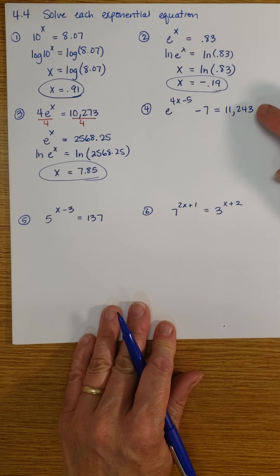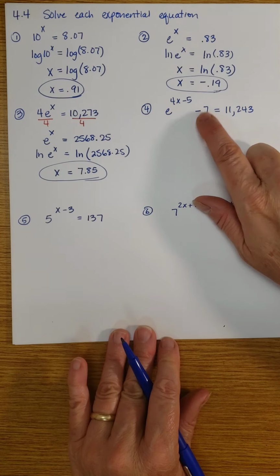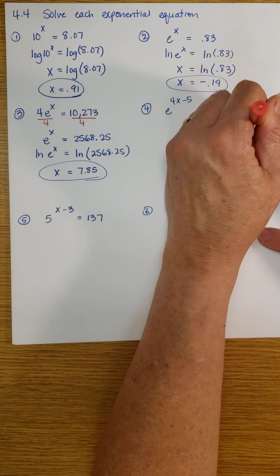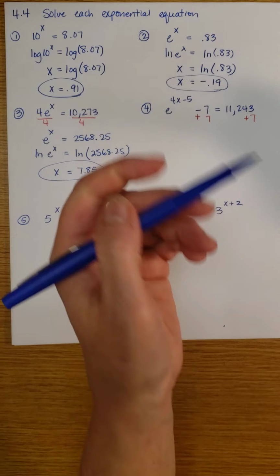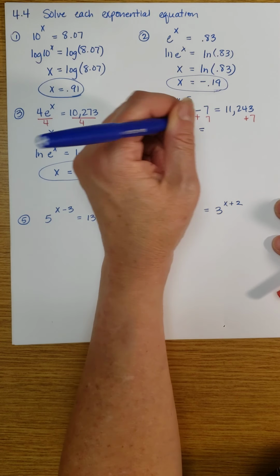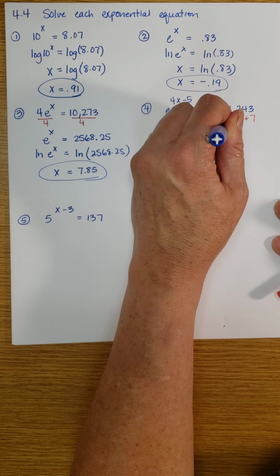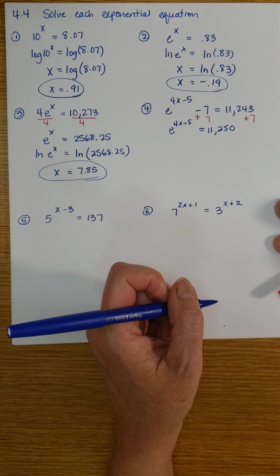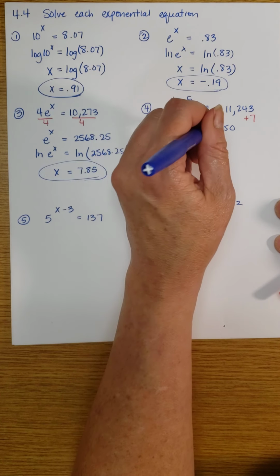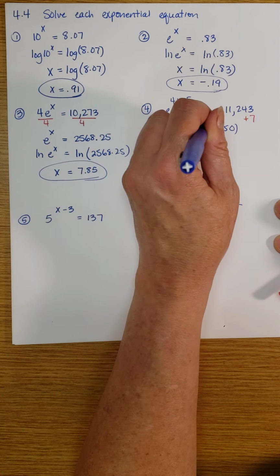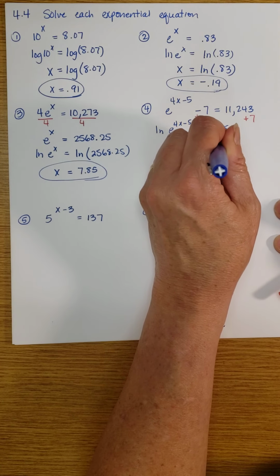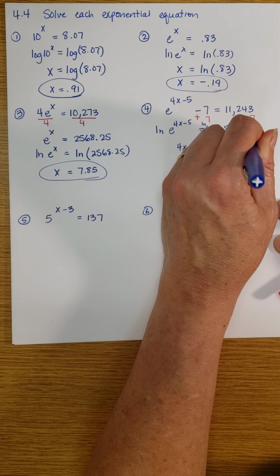All right, in the next, I'm going to add 7 to both sides. And I get that e to the 4x minus 5 is equal to 11,250. And now I'm going to take the natural log of both sides. And I get that 4x minus 5 equals the natural log of 11,250.